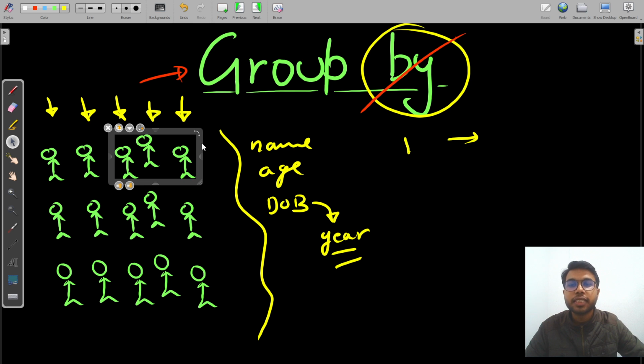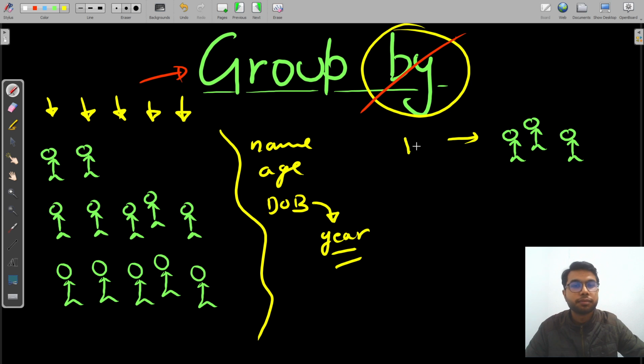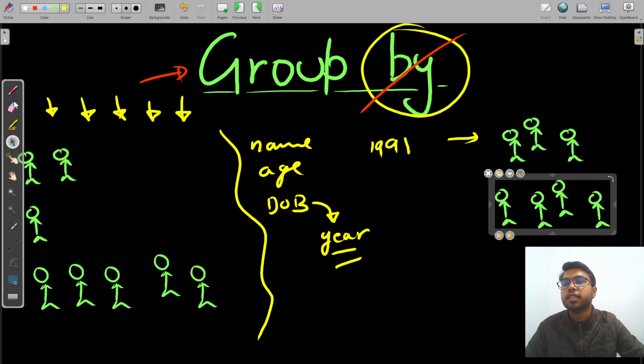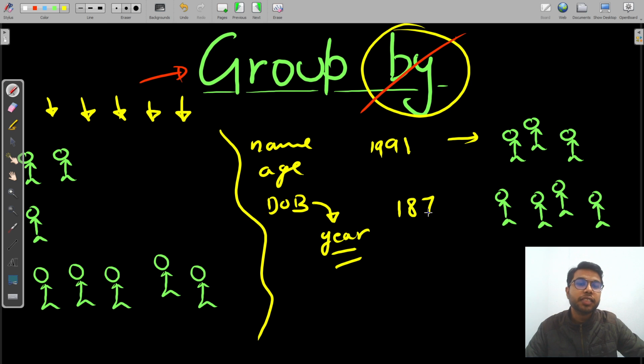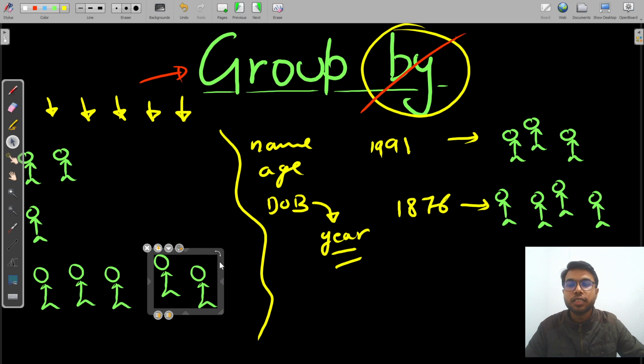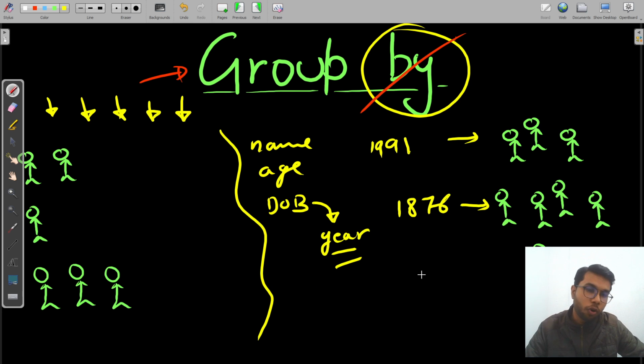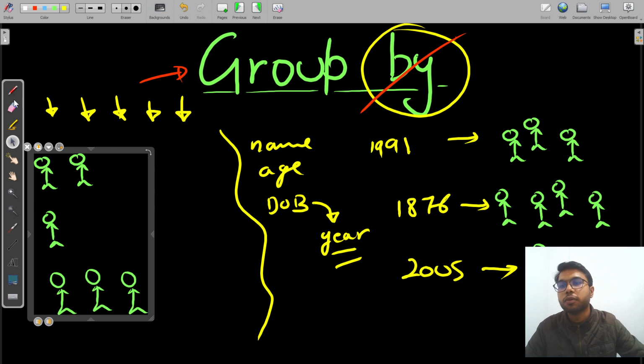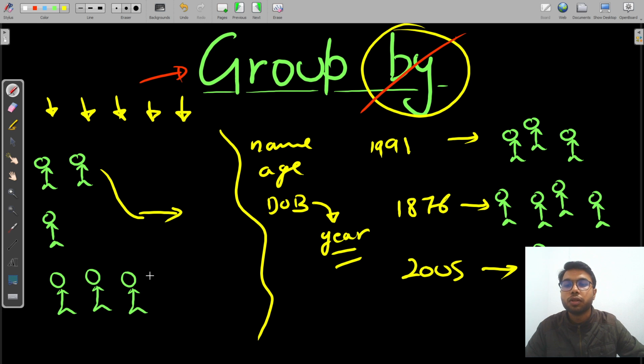So, for example, let's take that these three people were born in 1991. Let's take these four people and say that they were born in 1876. Let's take these two people and say that they were born in 2005. And whatever is left here, let's just say they were all born in 1989.